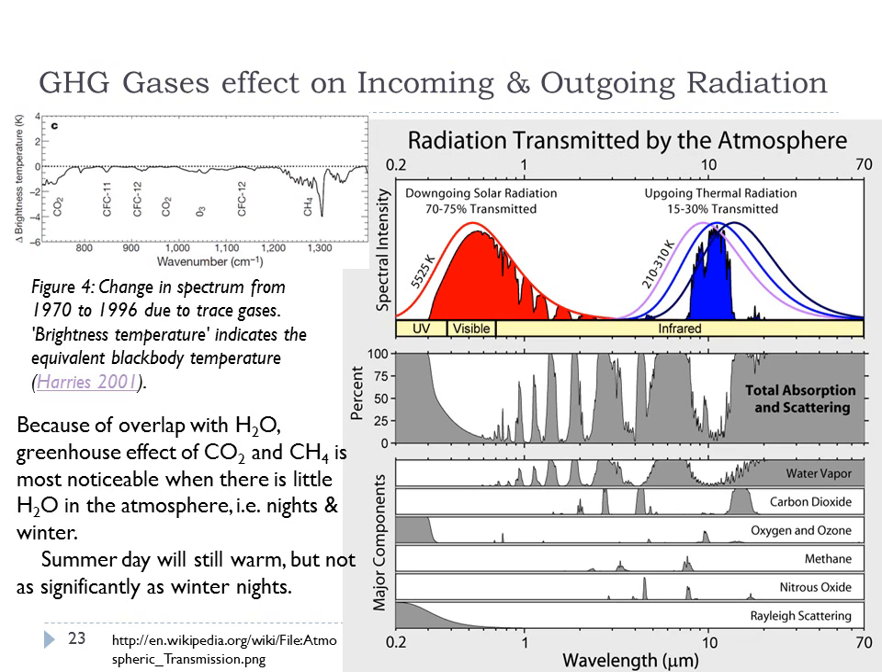So in the graph on the right, the red is the sunlight coming. This is in the UV, visible, and partly going into the infrared. This is the energy from the sun, some of which gets scattered, right? And then in the blue we have the outgoing thermal radiation.